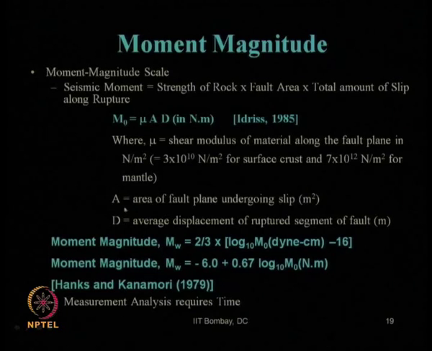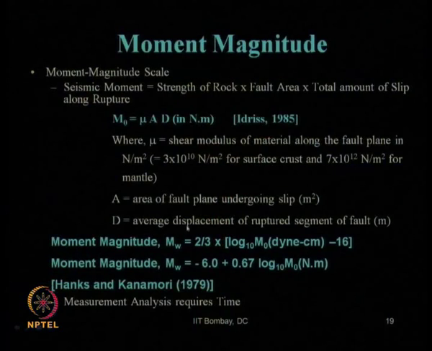Okay? Now, A is the area of the fault plane which is undergoing the slip, in the unit of meter square. The unit of A should be meter square. We talked about this in the previous lecture, the fault plane we can identify. So, that cross-sectional area of the fault plane which is actually getting exposed, or you can find out during the release of earthquake energy, that area of the fault plane needs to be used in this expression. And this capital D is the average displacement of that ruptured segment, that is, the distance through which the fault has slid or slipped, in the unit of meter. So, then only it will give us the unit in Newton meter, of course.